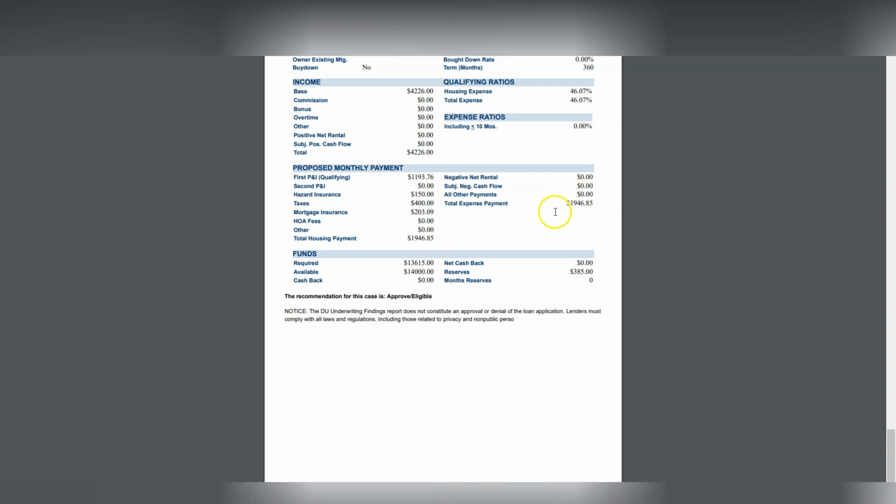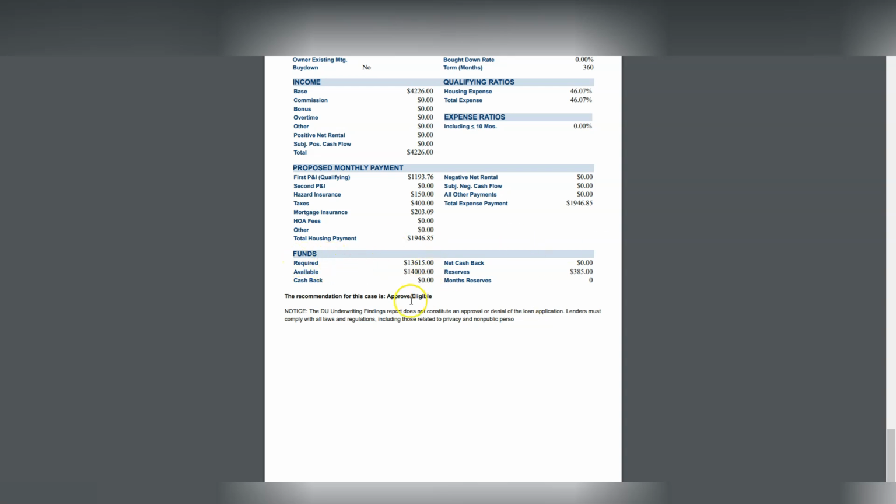So in this case, to be able to calculate the total expense payment, you would have added car payments, credit card payments, student loans, and any other payments that appear on the borrower's credit report to come up with the total expense payment to be able to calculate this ratio, the total expense ratio. Now, that was income. Now, when it comes to assets, the funds the borrower is required to have and how much they actually have.